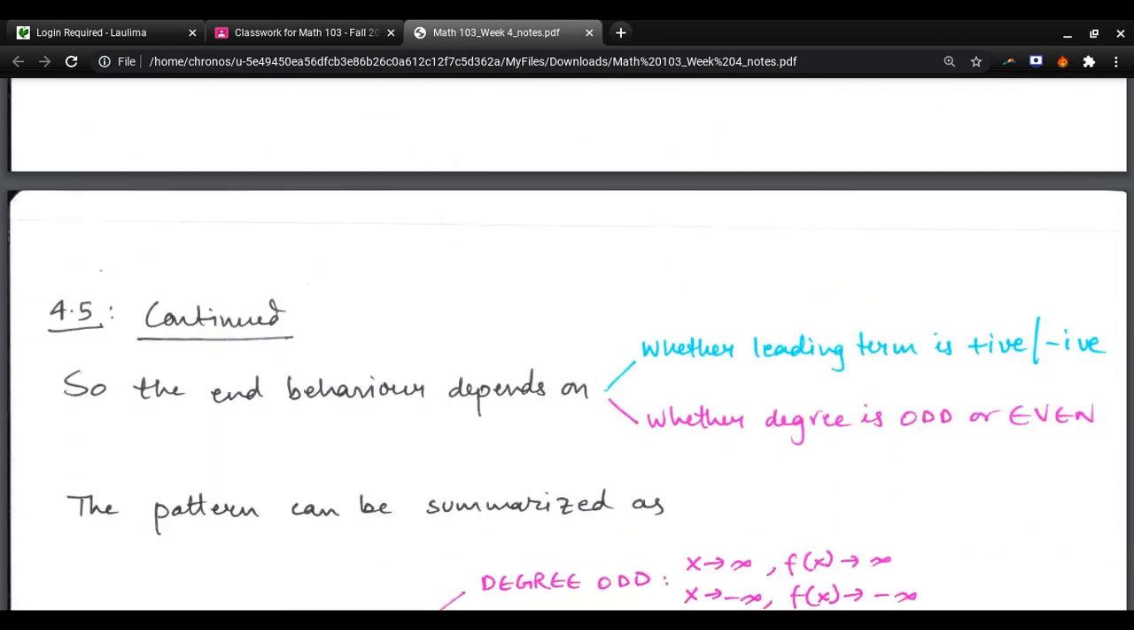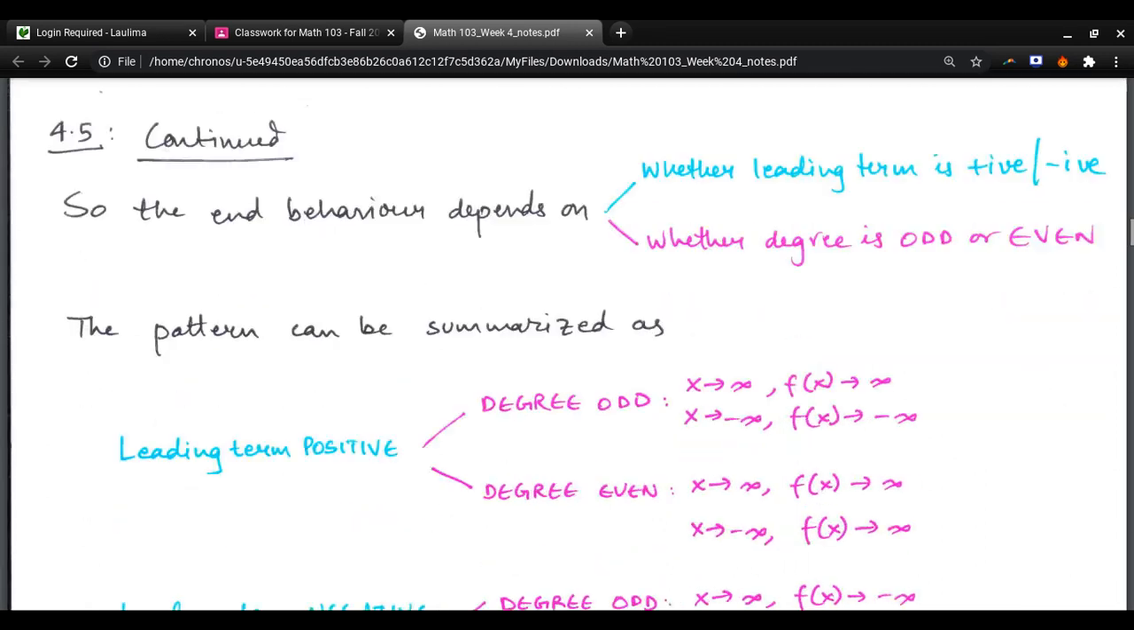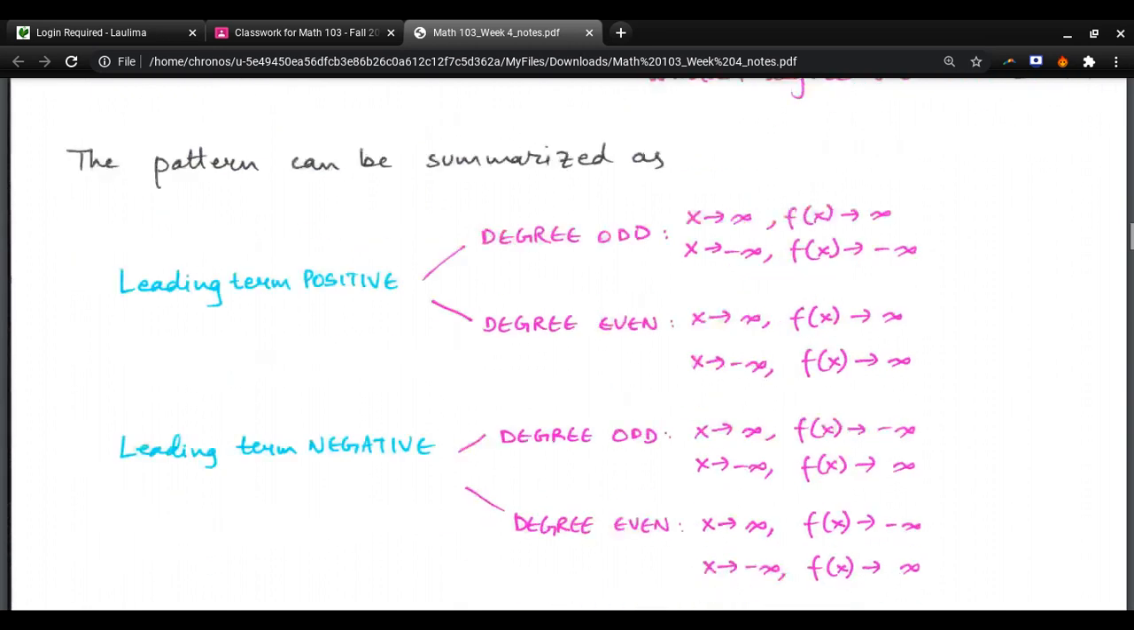So we can basically combine this and say that it depends on whether the leading term is positive or negative, and whether the degree is odd or even, as illustrated in the above examples. And the pattern can be summarized as follows. Leading term positive, if it's odd, the output behaves similar to the input. If the degree is even, the output is always positive infinity.